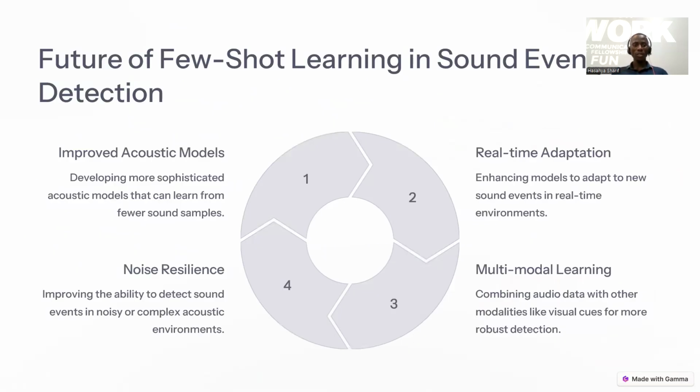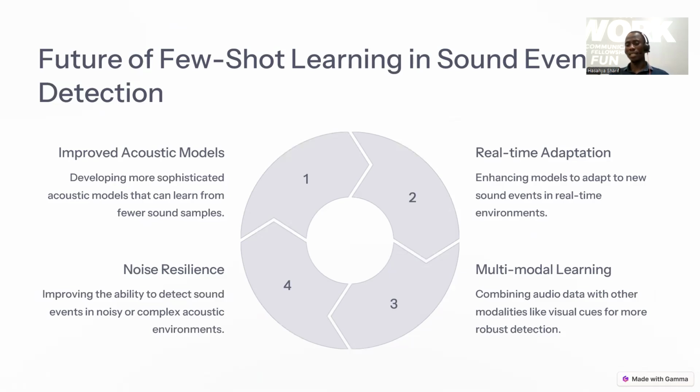Then the future of few-shot learning in sound event detection. One is improved acoustic models. Few-shot learning will focus on developing more sophisticated acoustic models that can learn from fewer sound samples. Then also real-time adaptation. The model should adapt to new sound events in real time, so in case it is given any sound to predict, it can identify the particular sample which it is being told to predict.